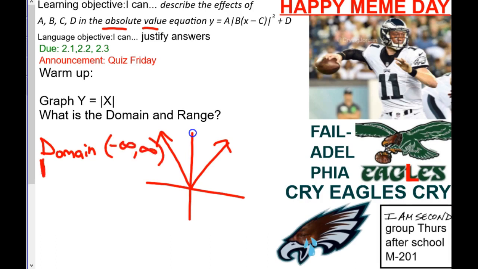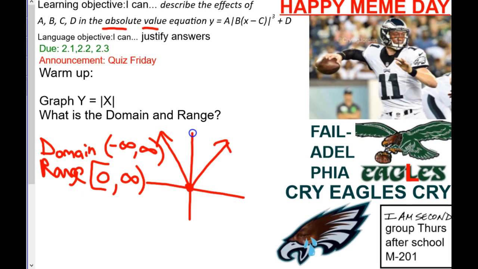Now, range, does everyone see it does not go down forever? It actually stops right there. What's the y value right there? 0. And it includes 0, so I'm going to use a bracket. So 0 with a bracket, comma, and then it goes up forever, right? So this range reminds me of when we did quadratic. Okay, it stopped one of the directions. Cool?